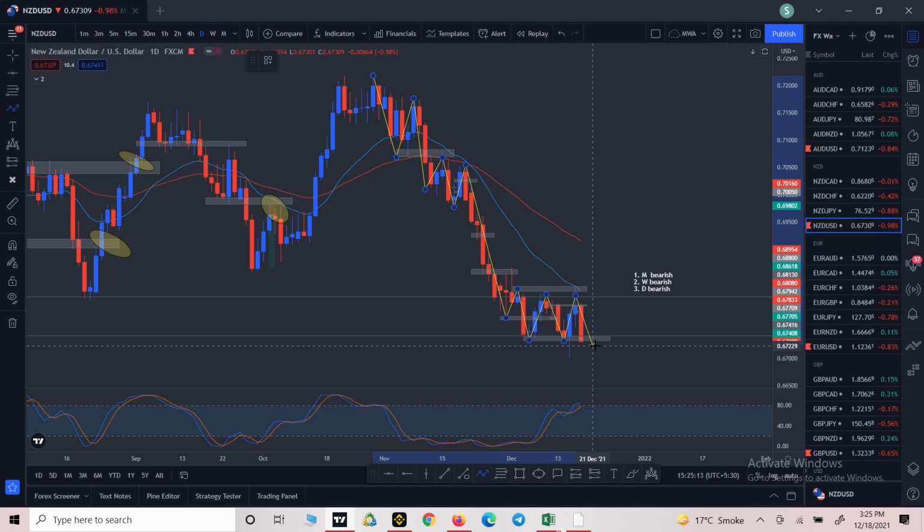So what are we expecting in this market? As we can see, the market is bearish and continuously making lower lows and lower highs. So we are expecting the price to break the previous low, and so we are expecting a break and close below this support zone.